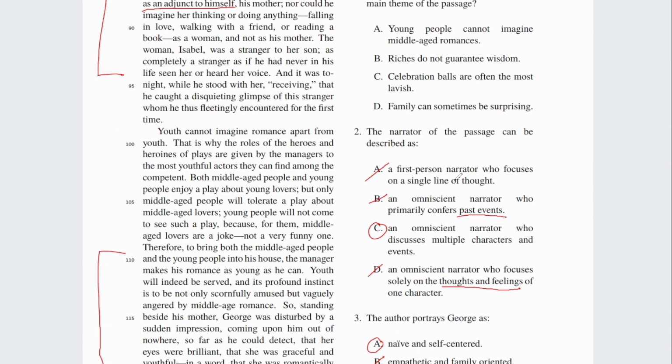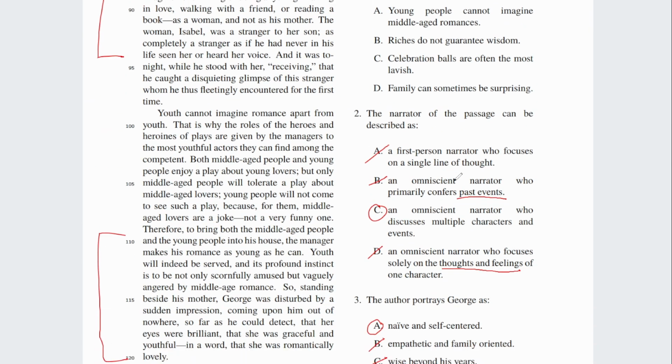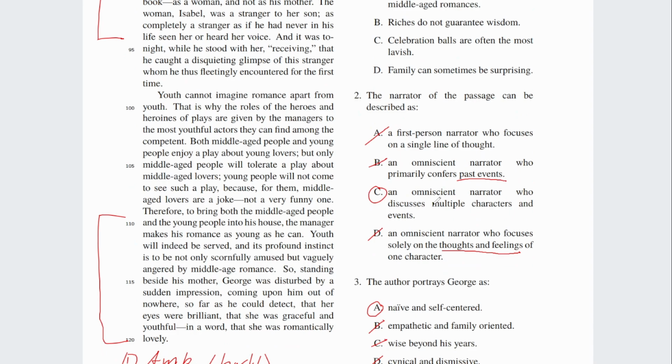And to be honest, this is probably the best answer because it's the vaguest. You might be inclined when you're answering a lot of these questions to look at the most specific answer. And specific answers have an easy time being wrong because they need a very specific passage. But a vague or general answer, like answer choice C, has an easier time being right. Multiple characters and events doesn't tell you that much about what's going on in the passage. But there are multiple characters and events in the passage.